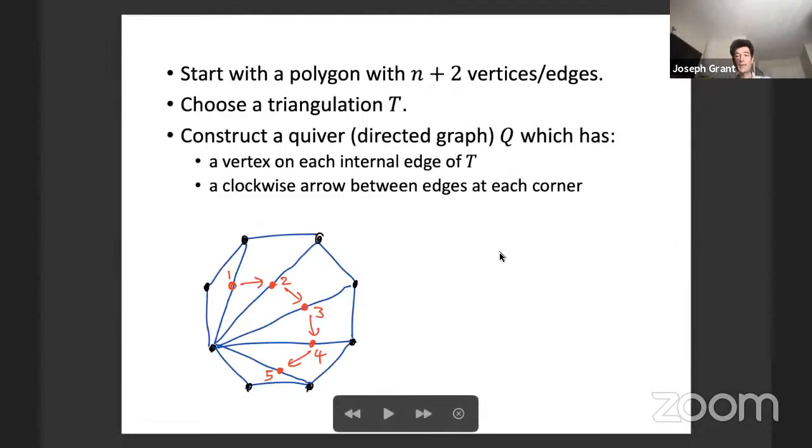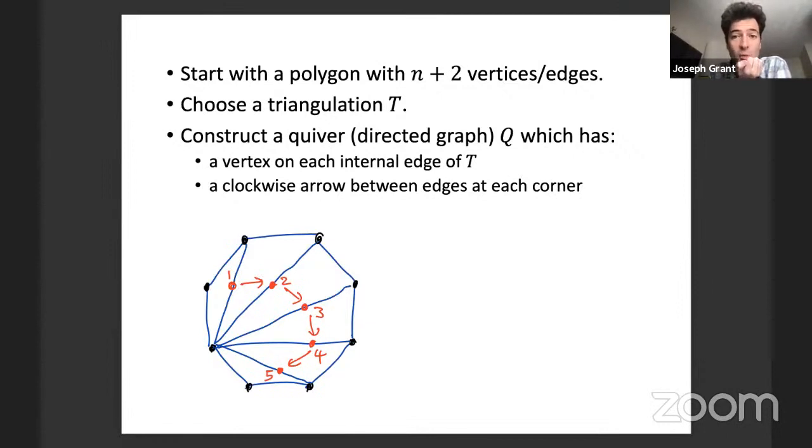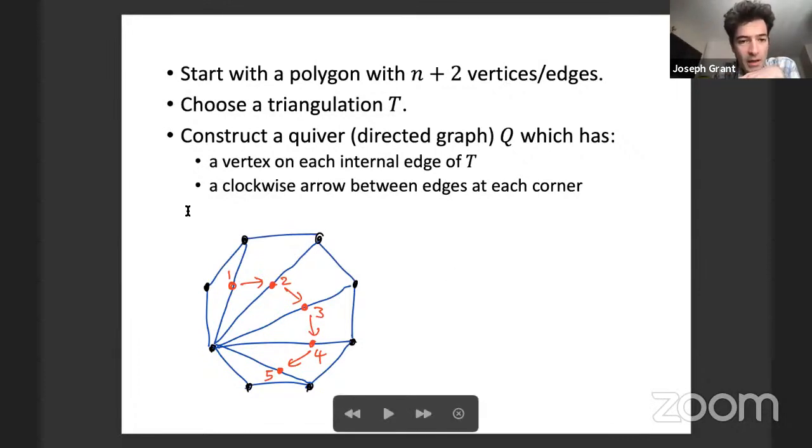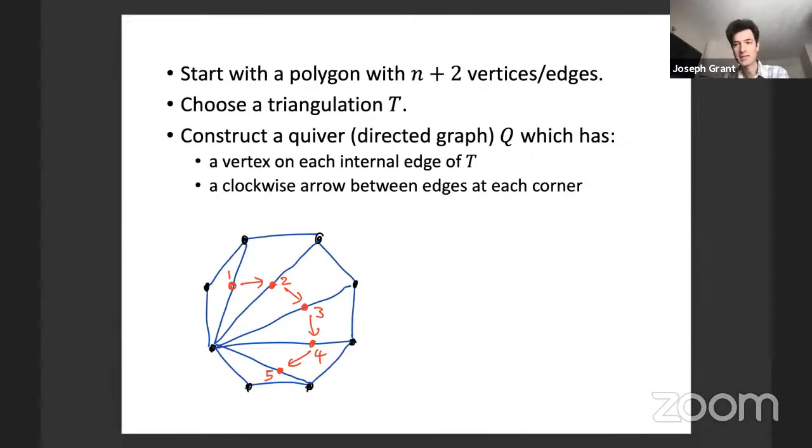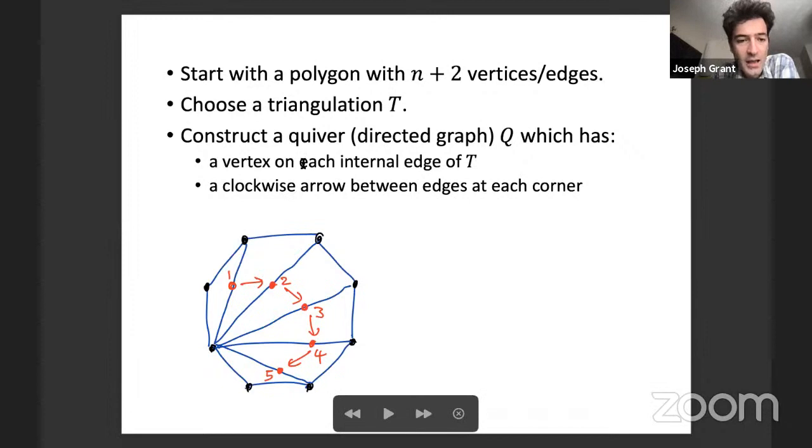But the type A case is quite nice. So it's to do with triangulations of polygons. I want to start with a polygon with n+2 vertices and edges. Okay, so n is still the number of strings on my braid group that I'm going to be working with. So here I've got an 8-sided shape, so my n is going to be 6. I think I was doing n equals 5 before. I've now moved to n equals 6. So I start with an octagon.